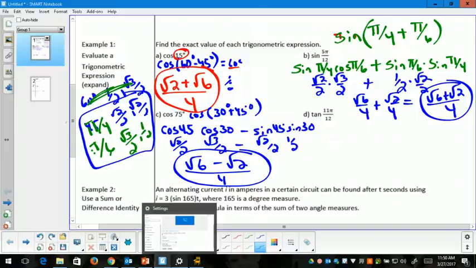All right, see if you can figure out a way to get 11 pi over 12, either using addition or subtraction. It may help to convert the things in quadrant 1, maybe even quadrant 2, in terms of twelfths.